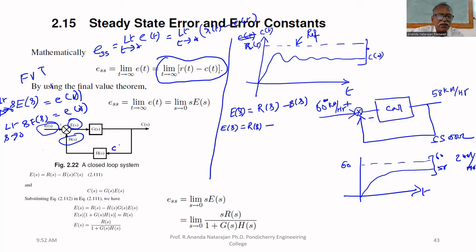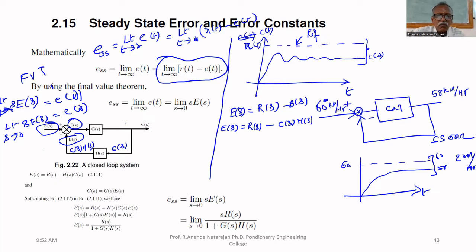If you take here, what are we giving? C of S we are giving. It is multiplied by H of S. Therefore, B of S can be written as C of S, H of S, or H of S, C of S. Just a multiplication. We can put either side.